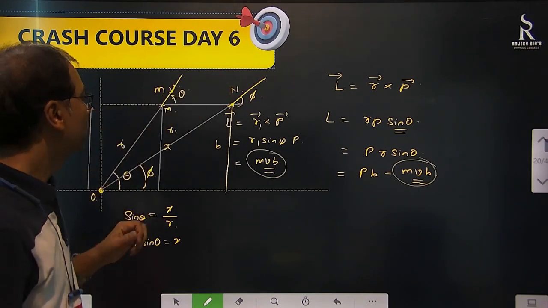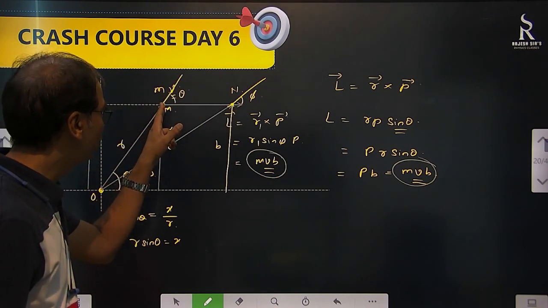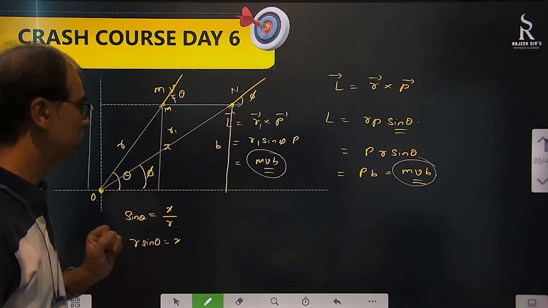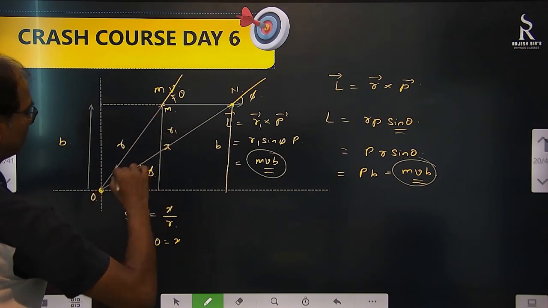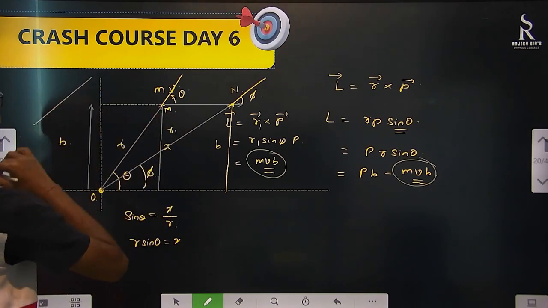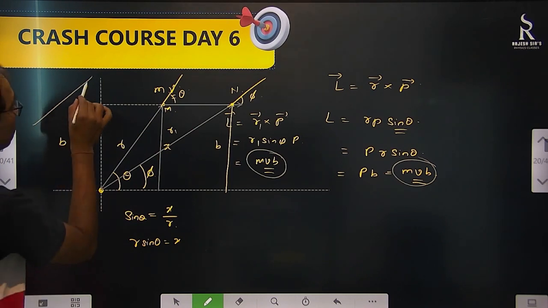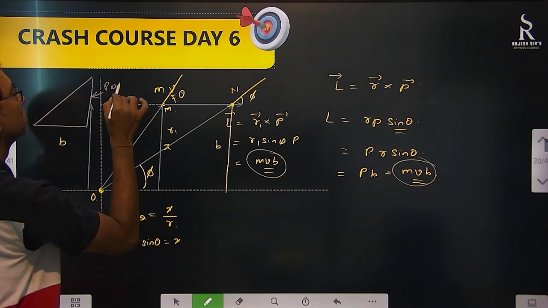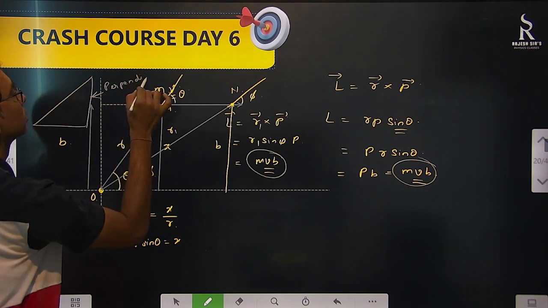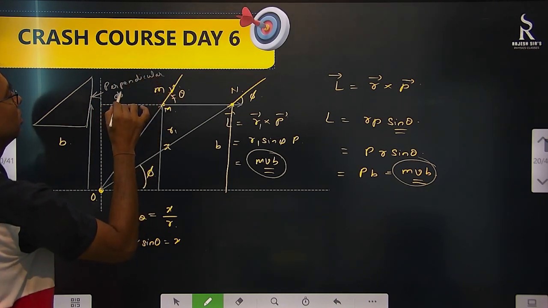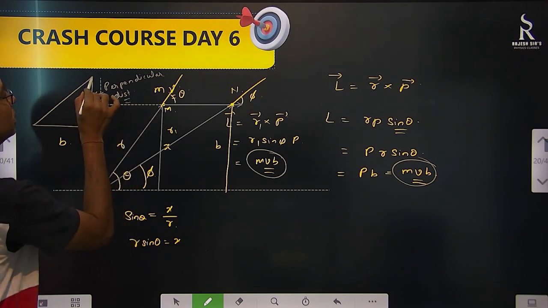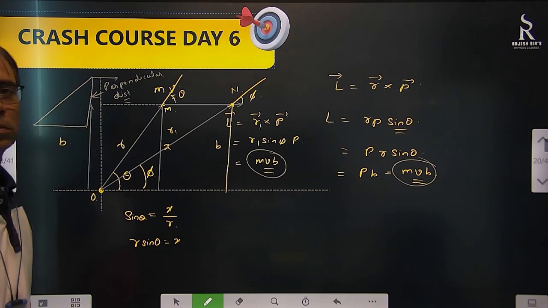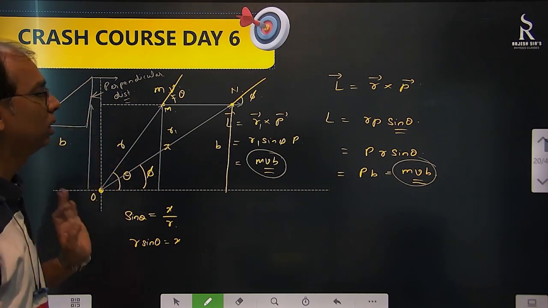Now mv is actually the momentum which is here. And what is b? b is the perpendicular distance of this momentum's direction from the axis of rotation. Perpendicular distance means the actual distance is this, this is inclined like this. But what we have taken is only this. So this is the perpendicular distance. So momentum in this direction into the perpendicular distance from the axis of rotation, that is only angular momentum.